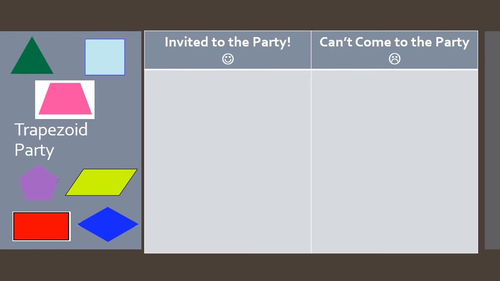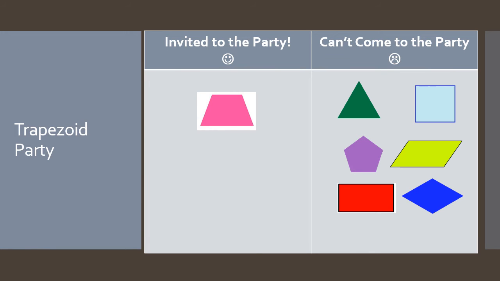Trapezoid party! What makes something a trapezoid? A trapezoid is a quadrilateral, a 4-sided figure with exactly 1 set of parallel sides. Pause it and play for the answer. Who gets to come to the trapezoid party?